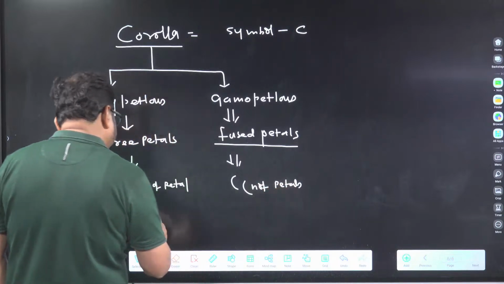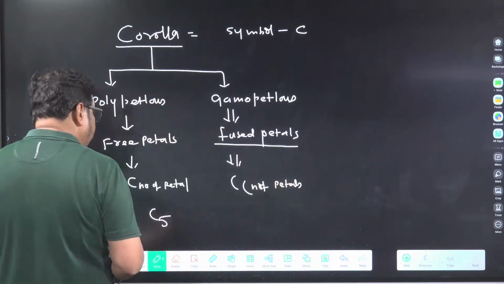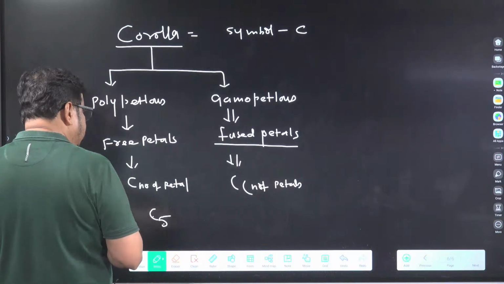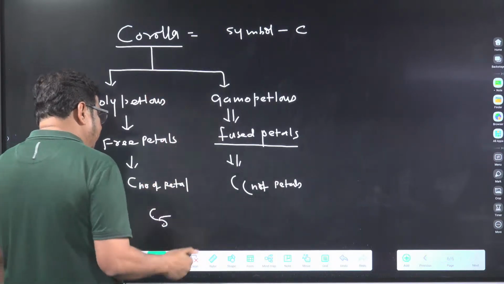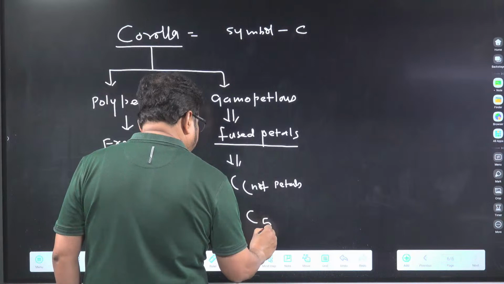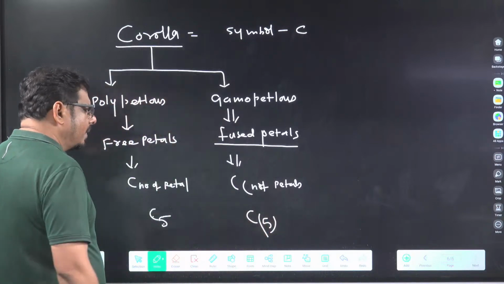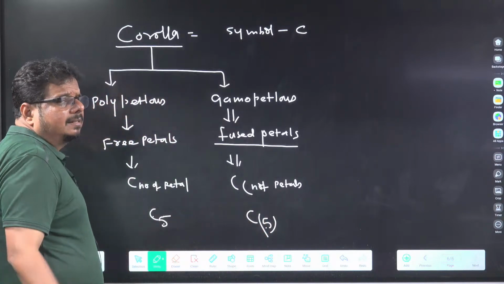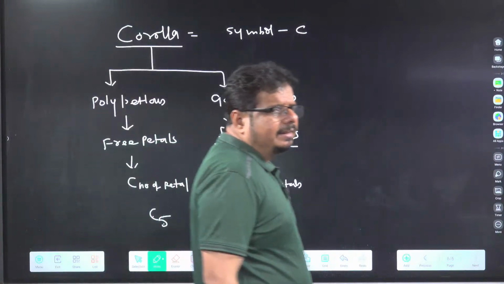An example, I am writing C5. Polypetalous, and how many petals? 5 free petals. Here the 5 is not under the bracket. Gamopetalous, 5 fused petals. Understanding the idea?